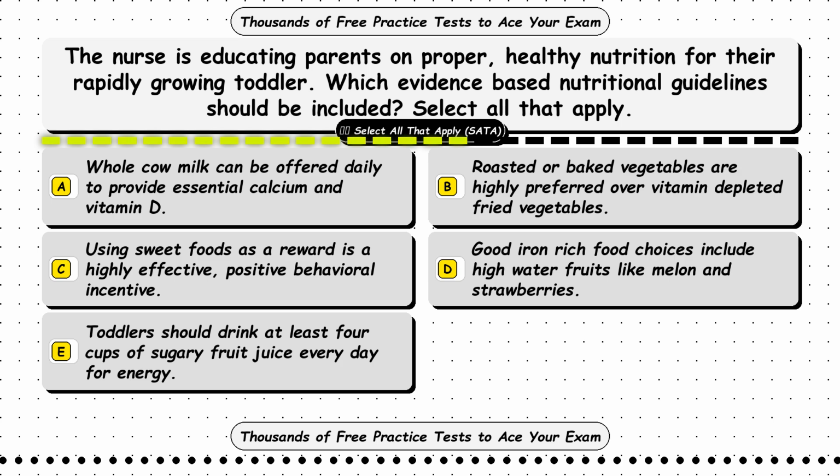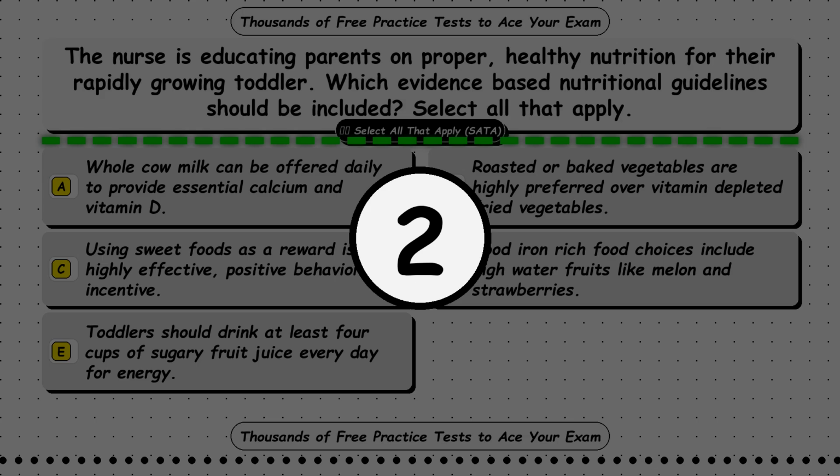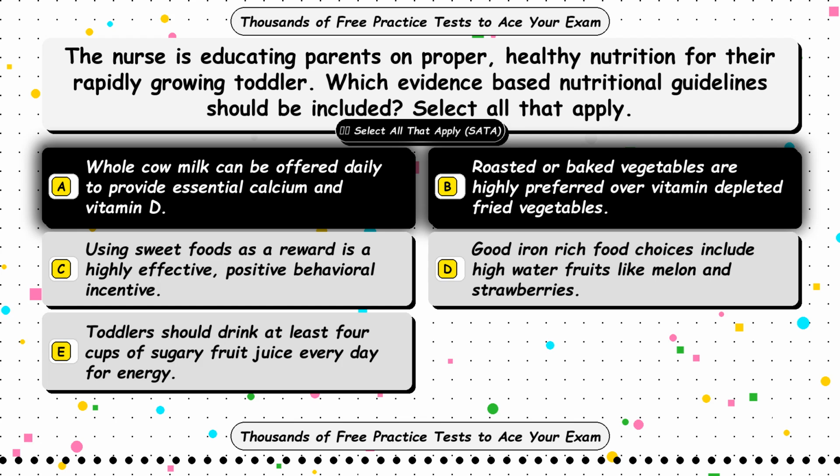Option C. Using sweet foods as a reward is a highly effective, positive behavioral incentive. Option D. Good iron-rich food choices include high-water fruits like melon and strawberries. Option E. Toddlers should drink at least 4 cups of sugary fruit juice every day for energy. The correct answers are options A and B.